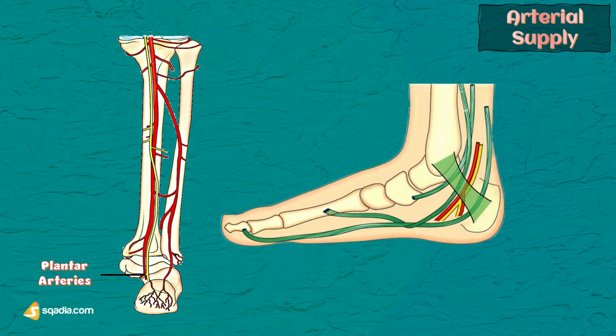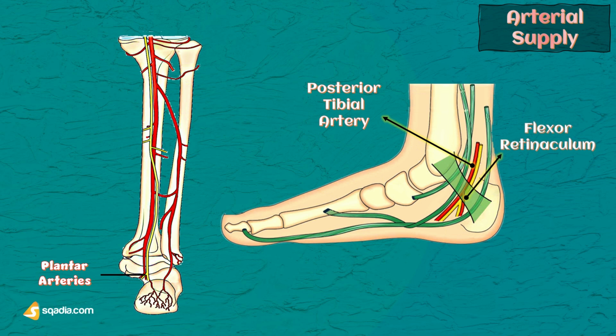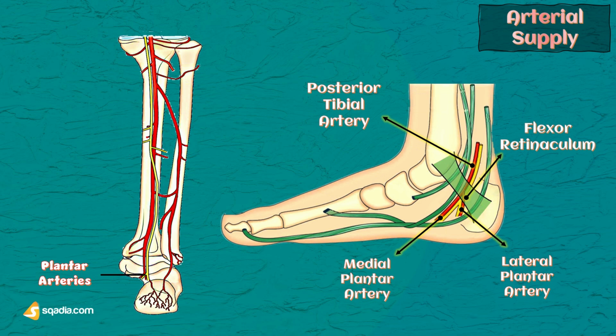The posterior tibial artery, which supplies the posterior compartment of the leg, passes behind the medial malleolus deep to the flexor retinaculum and terminates by dividing into the medial and lateral plantar arteries. These terminal branches are the major arteries that supply the sole of the foot.